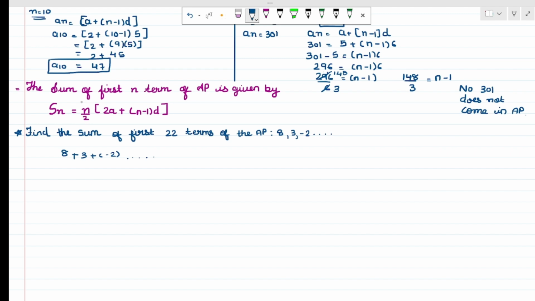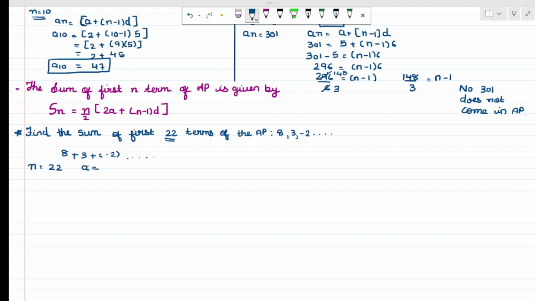So whenever the sum is asked, you need to apply the formula of SN. What is your formula? SN is equals to N upon 2, 2A plus N minus 1D. Learn after me. SN, that means sum, is equals to N upon 2 bracket 2A plus N minus 1D. So for this case, we are asked for sum of first 22 terms. What does this 22 become? So N equals to 22 over here.